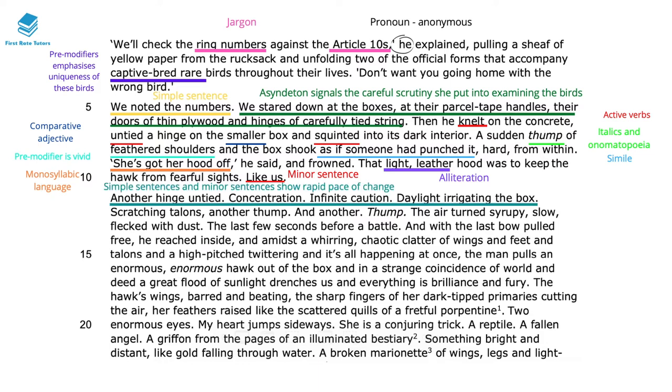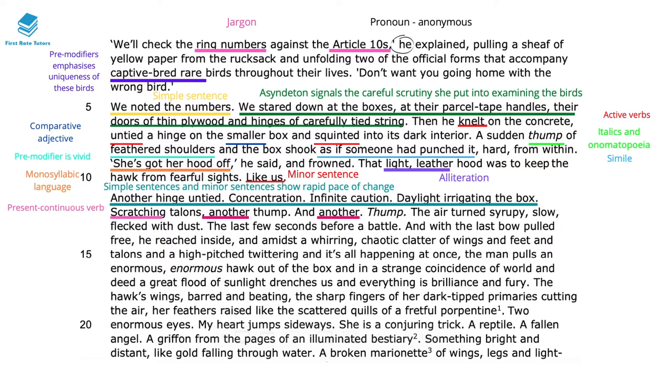Furthermore, she uses a series of simple sentences: "Hinge and tide, concentration, infinite caution, daylight irrigating the box." And these simple sentences, as well as minor sentences, so do you remember a minor sentence is a sentence which doesn't have a verb. So for example, you've got "concentration, infinite caution." They show a rapid pace of change. So now it's really starting to build up this anticipation as she comes face to face with the hawk that really changes her life.